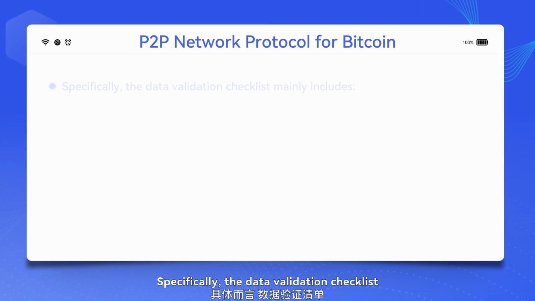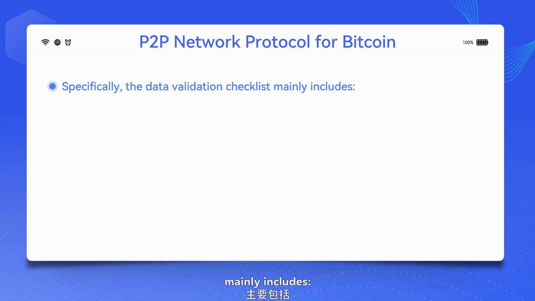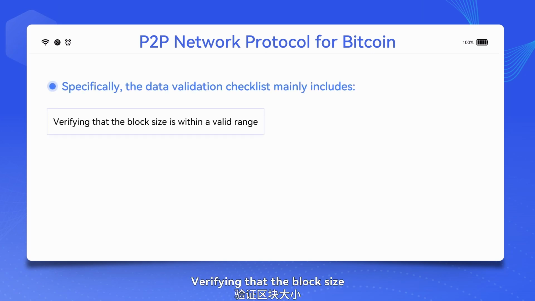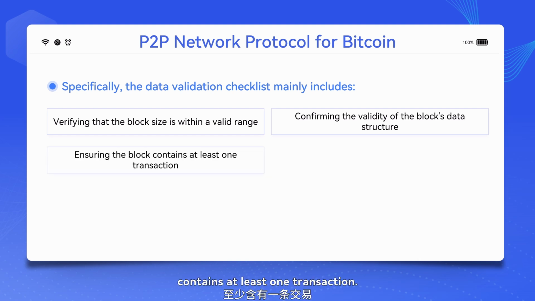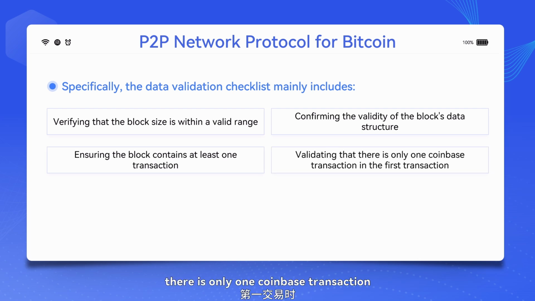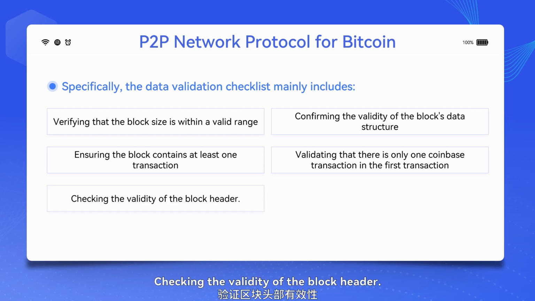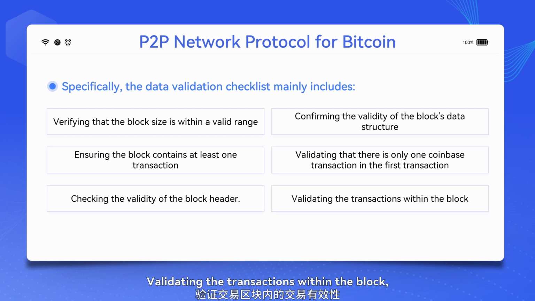Specifically, the data validation checklist mainly includes verifying that the block size is within a valid range, confirming the validity of the block's data structure, ensuring the block contains at least one transaction, validating that there is only one Coinbase transaction in the first transaction, checking the validity of the block header, and validating the transactions within the block, specifically examining the following aspects.